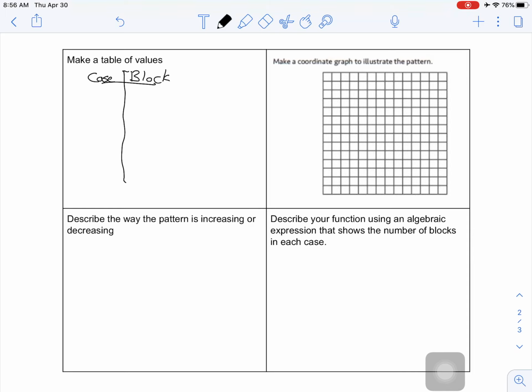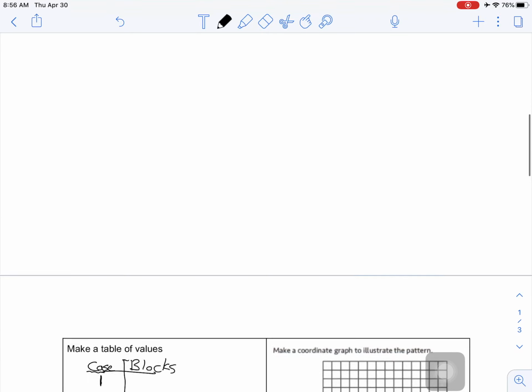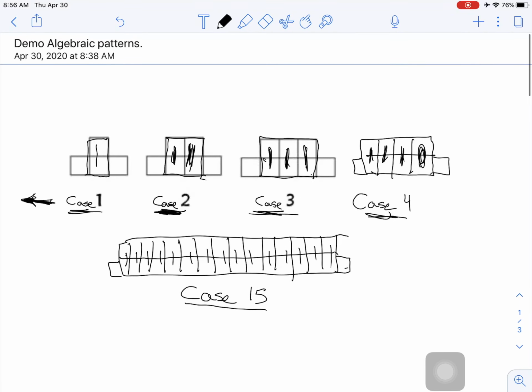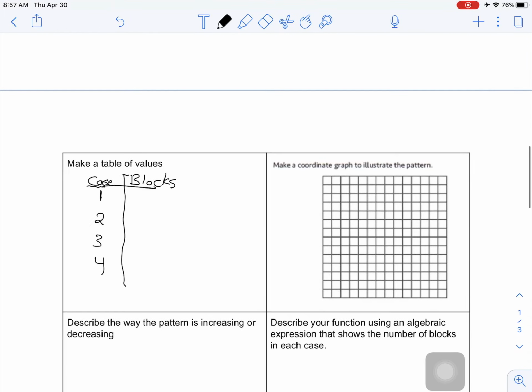Okay, and this is going to be for every one of your tables of values, so you can follow along and do that. Okay, so case number to the number of blocks. So case 1, 2, 3, 4, and so on. If we go up and say, in case 1, how many blocks were there? Well, there were 2 here, plus the 2 we add on the end. So that would be 4 blocks for case 1.